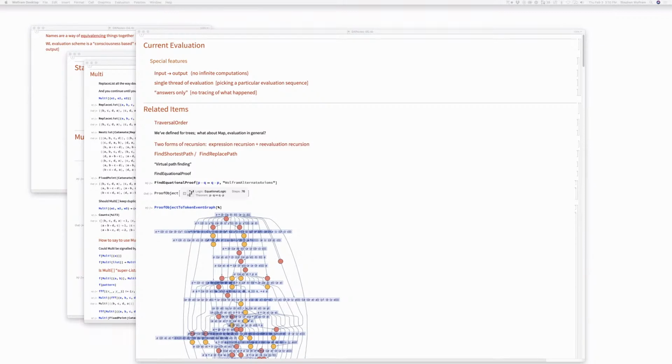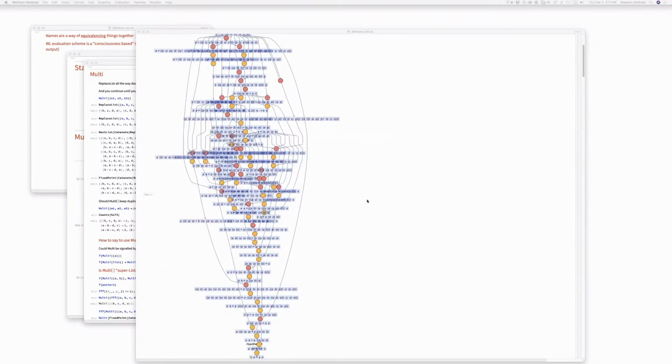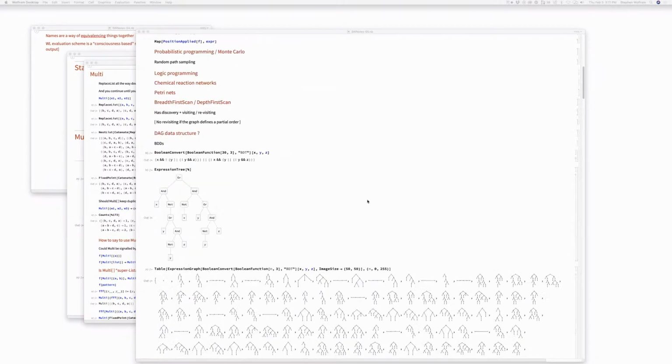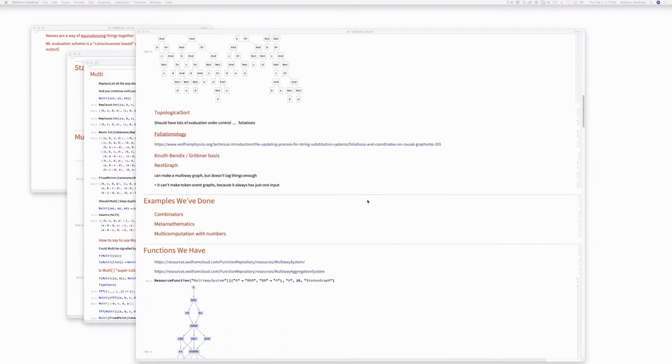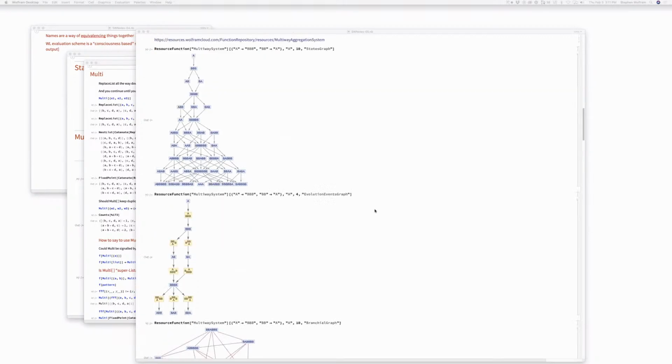Okay, for people who are joining this live stream, we are continuing our discussion of the difficult but very important topic of multicomputation. This is about computation where there is not one thread of evaluation, one thread of time, and there are many different applications for this. We are trying to understand how to make a general framework for dealing with these kinds of things.